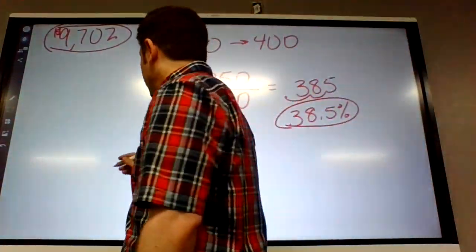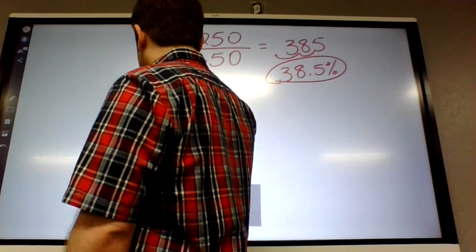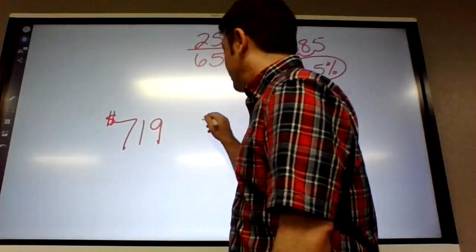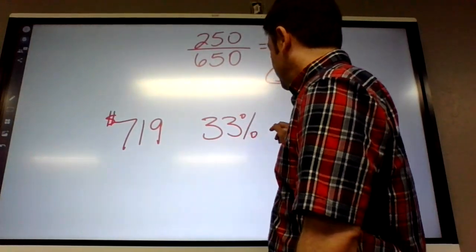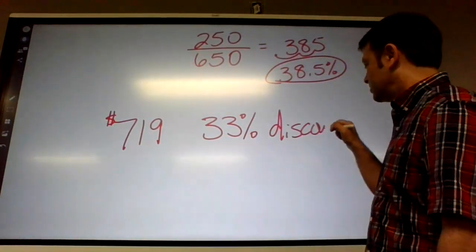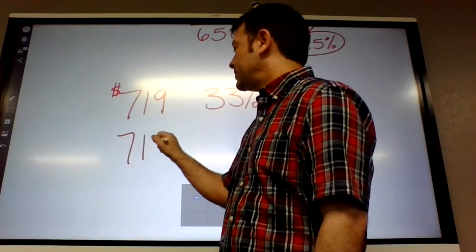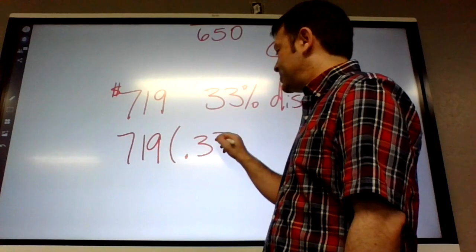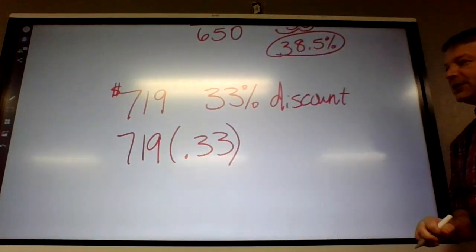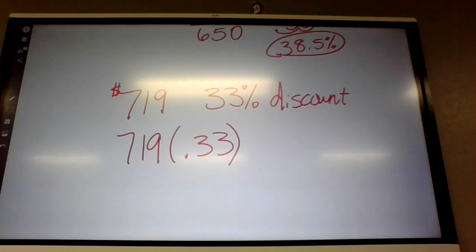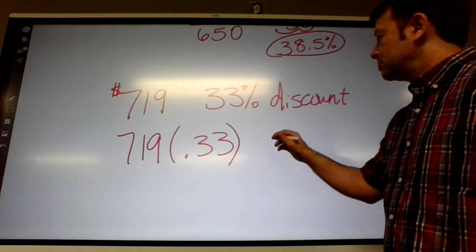Okay, anyways, we're starting at 719 and we want a 33% discount. In other words, we want to take 33% off. So who can tell me, how do we take 33% off this price? You go 719 times 0.33 and then subtract that from 719. Right. Whatever that is, we can take that away from 719. 237.27.